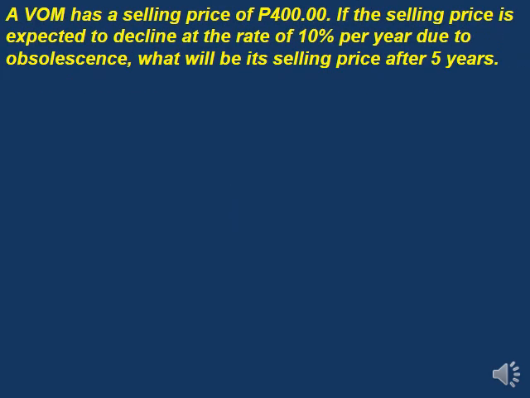Okay, let's proceed. A VOM has a selling price of 400 pesos. If the selling price is expected to decline at the rate of 10% per year due to obsolescence, what will be its selling price after 5 years? So after 5 years, the selling price, meaning the book value, can be computed directly by the formula, because the formula for declining balance is direct and it computes the book value. This is the formula to use. Compute the book value after 5 years: 400 times (1 minus 0.1), or 0.9, raised to the power of 5.